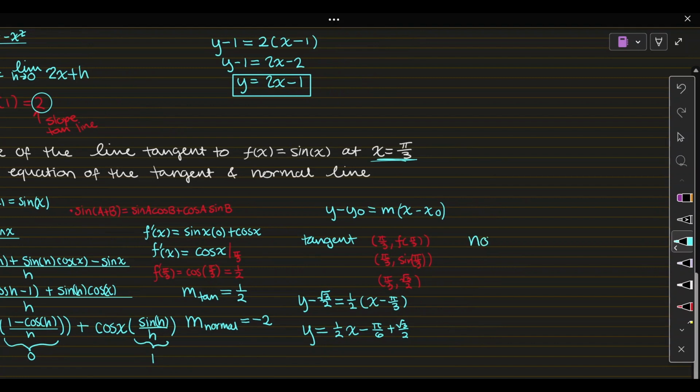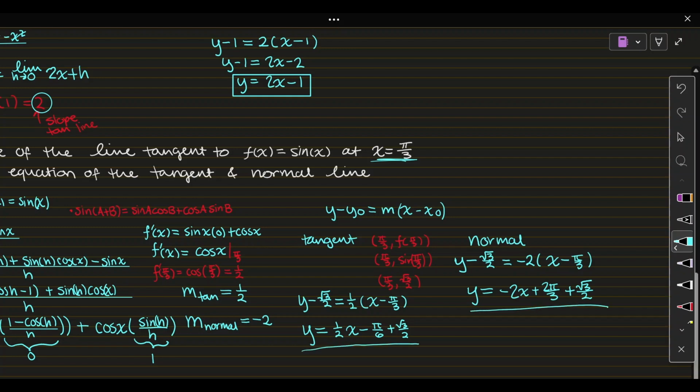Now for my normal line, I can use the same point, but I have to use the normal slope. So y minus the square root of 3 over 2 equals -2 times x minus pi over 3. That's going to give me, after doing everything, -2x plus 2 pi over 3 plus the square root of 3 over 2. Okay, so that's the equation of my normal and my tangent line.